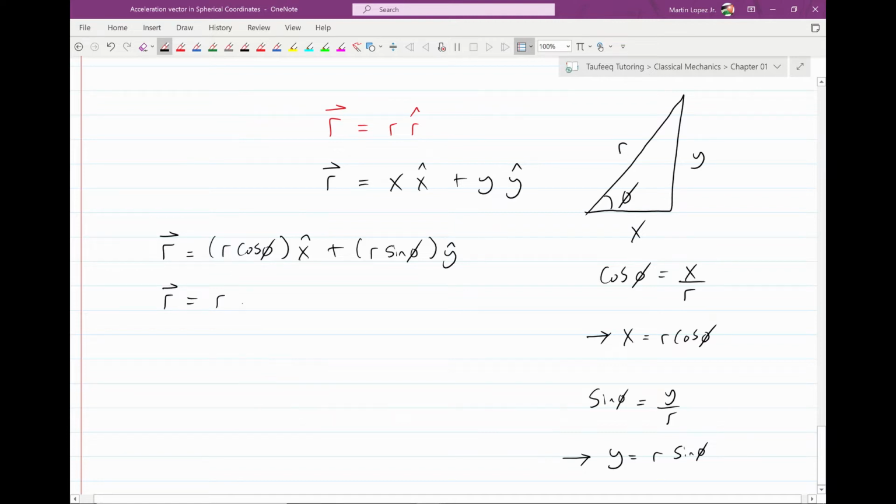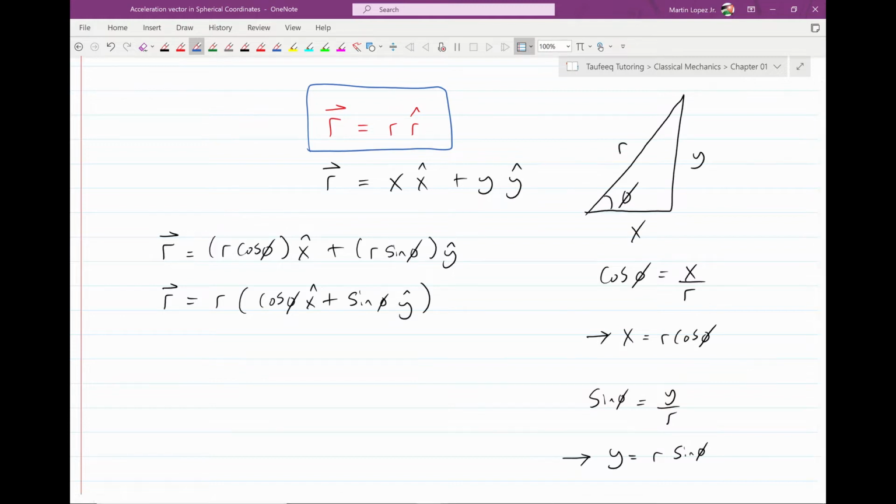And if we factor out r, because both terms have an r, then we can have r (cosine phi x hat plus sine phi y hat). And we have two definitions of the position vector in polar coordinates. Now, we can actually use this simple definition of the magnitude and the unit vector in order to figure out what is r hat in terms of the variables r and phi.